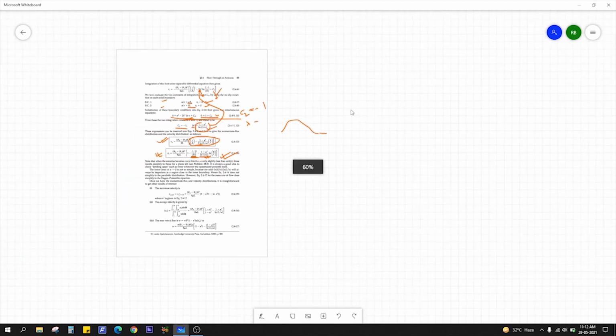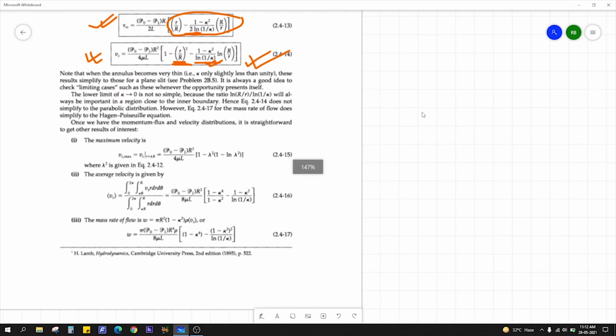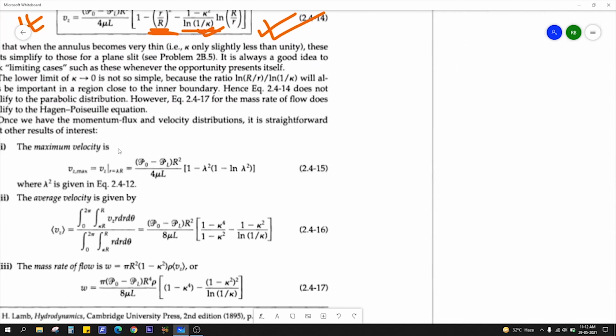Now your job is to find out the maximum velocity. You know the maximum velocity exists at the lambda r value, right? So simply put r is equal to lambda r in this equation, and you will get this. Lambda square you already calculated, just put it there, or first calculate lambda square in terms of kappa, then you will get the maximum velocity.